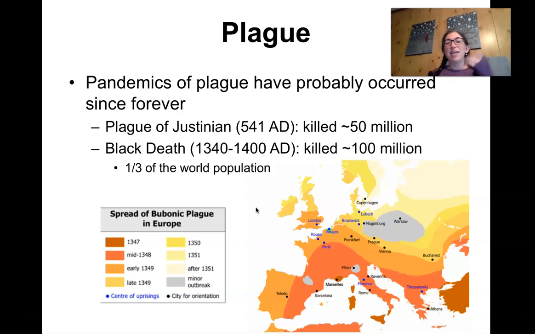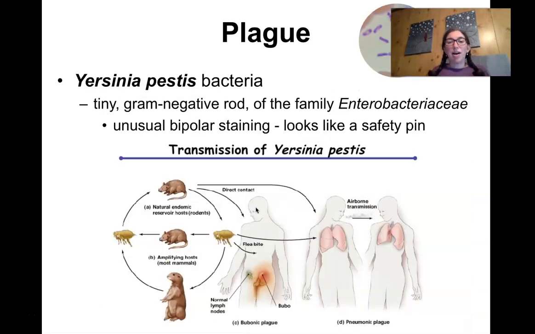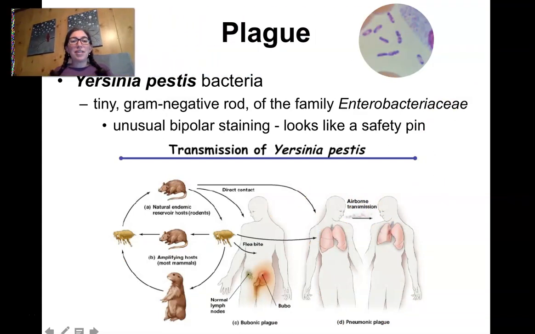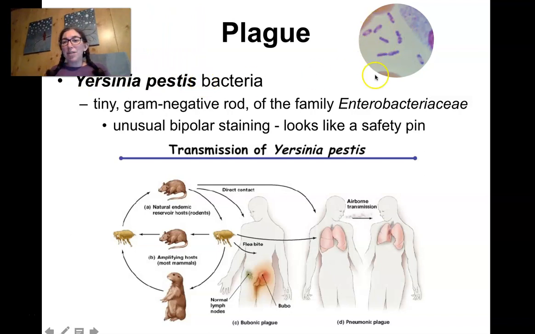They thought it was like God punishing people. That's why it's called the plague. They thought it was like a plague from God, but it's not. It's a bacteria that causes an infection, and this bacteria is called Yersinia pestis, and this is a picture of it. It's not actually a gram stain. I think it's an acid-fast stain, and it's often described as looking like a safety pin.